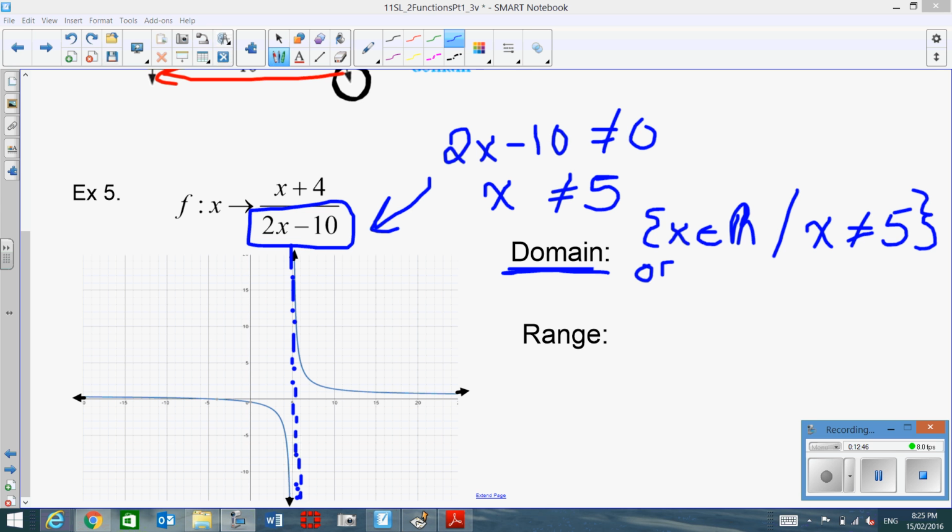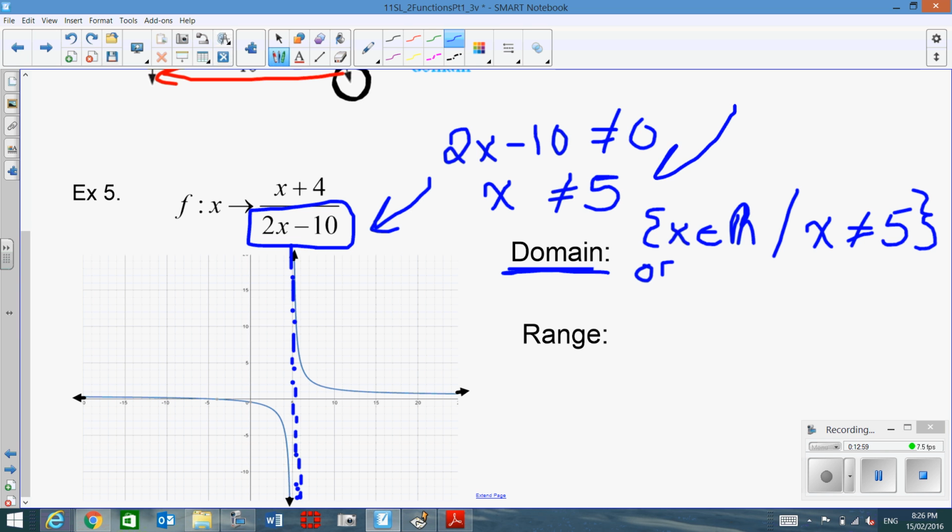So for the domain, x is an element of all real numbers such that the one exception is that x cannot equal 5. Notice that 5 is where our asymptote was. We also noticed that 5 came out as the value that we cannot have x equal for our denominator to not be 0. The other way is to list this as interval notation.